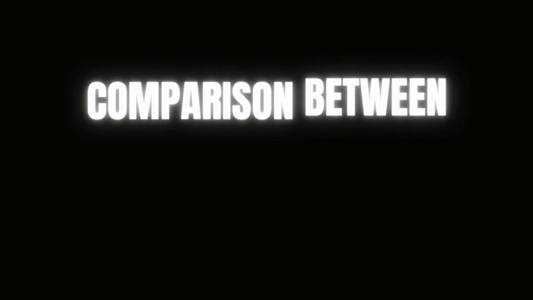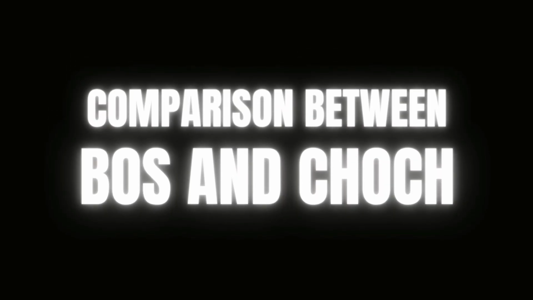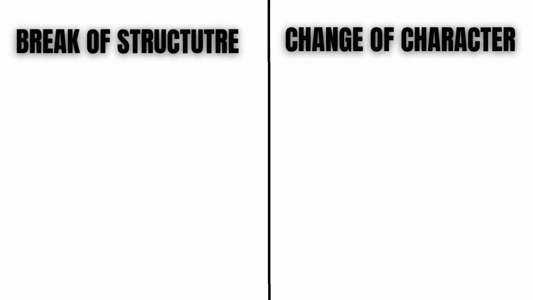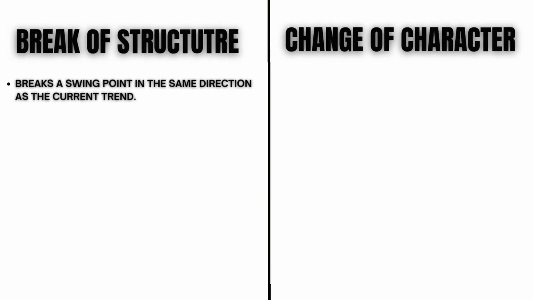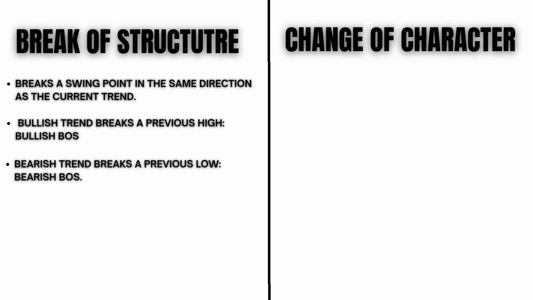Let me give you the clearest possible comparison between these two so it sticks. A break of structure, BOS, breaks a swing point in the same direction as the current trend. Bullish trend breaks a previous high, bullish BOS. Bearish trend breaks a previous low, bearish BOS, meaning trend continues. Stay in the direction you were already trading.